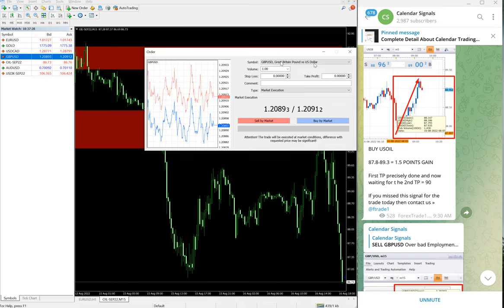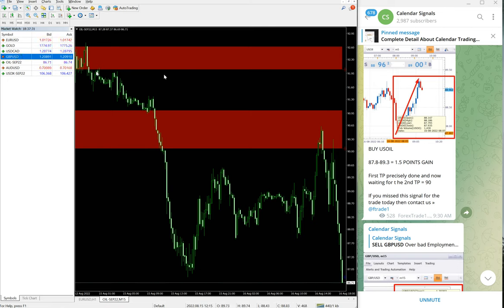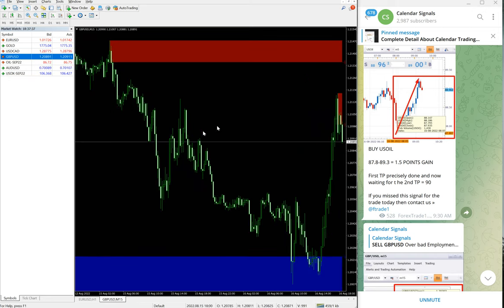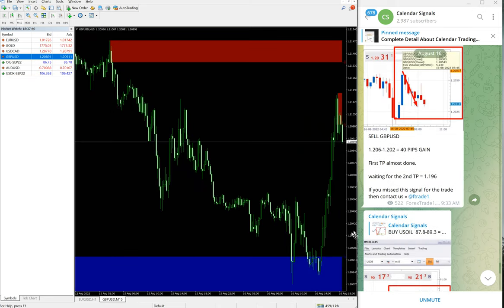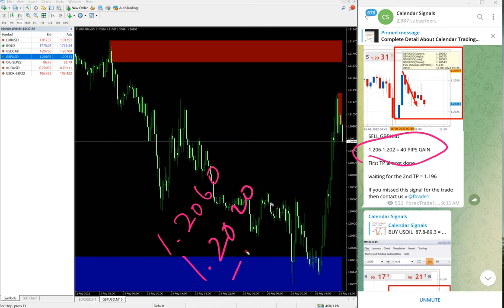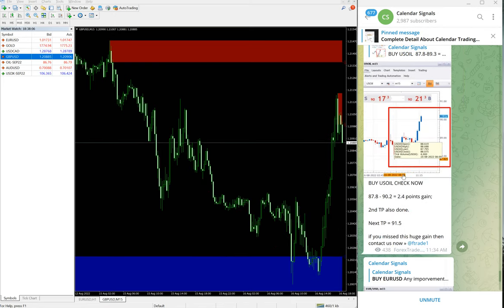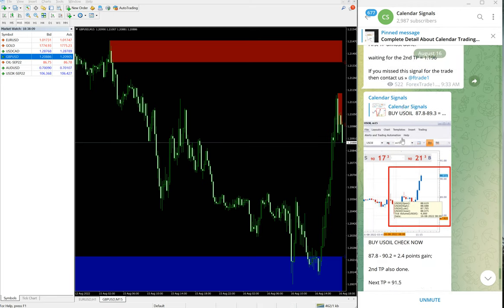Then GBPUSD. Let me open the GBPUSD chart here. Yes, here is the GBPUSD chart. We gave sell GBPUSD, entry taken at 1.2060, and it traded low to 1.2020, hence 40 pips gain. 40 pips gain on the sell GBPUSD signal. Marginal profit on the GBPUSD trade.